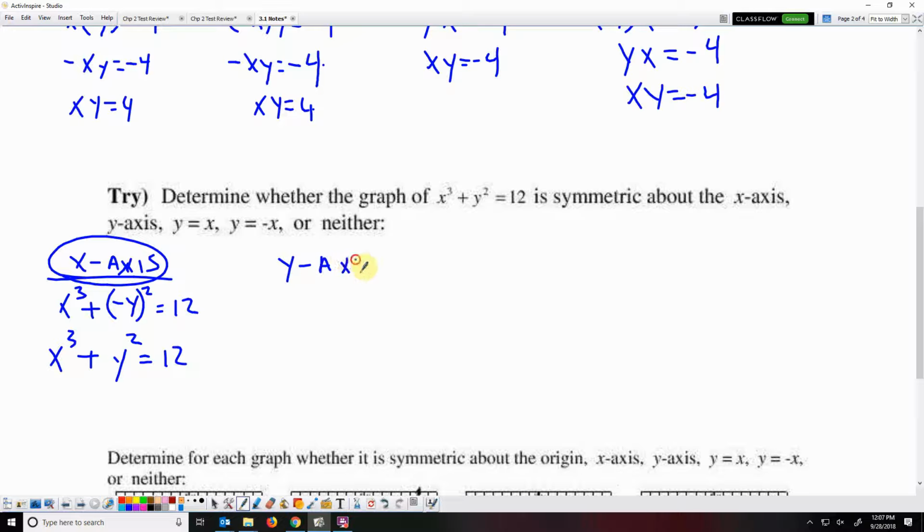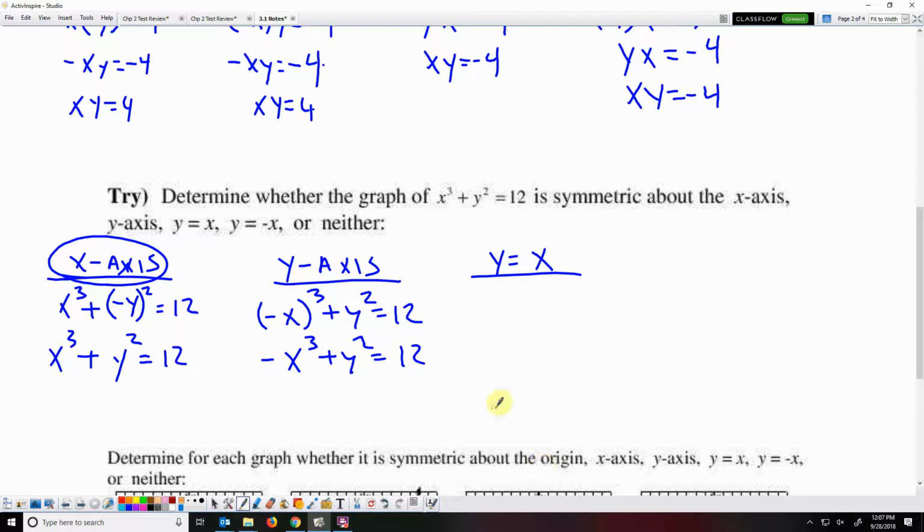Symmetry about the y-axis. For that, I put in the opposite of x. So -x cubed plus y squared equals 12. This has an odd power. An odd power does not cancel out a negative, so -x cubed is exactly the same as the opposite of x cubed. Everything on the right side matches the original, but not everything on the left side does. So once I've got one side to match the original, I check and see, does the other side match? And it does not, so there is not symmetry about the y-axis.